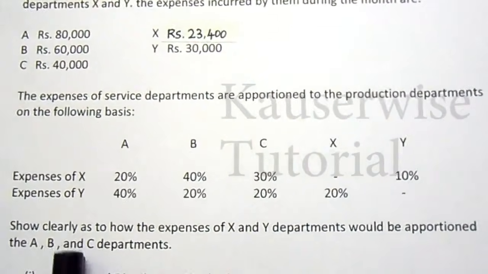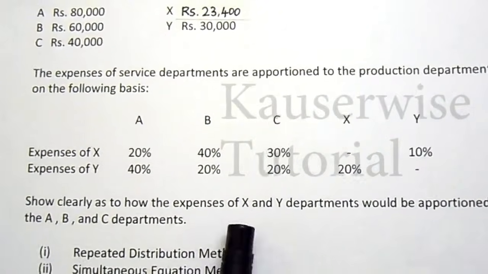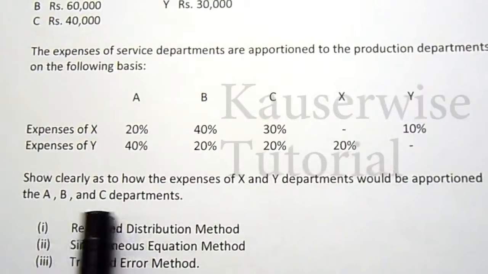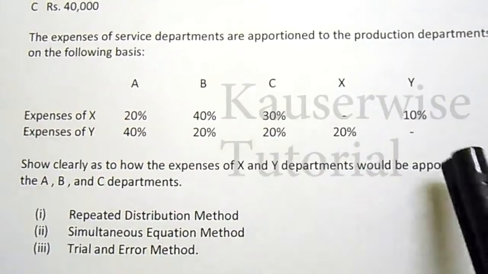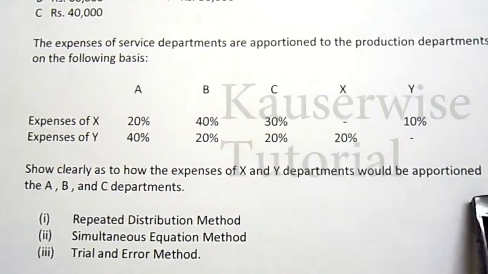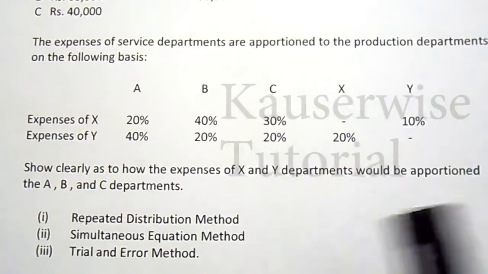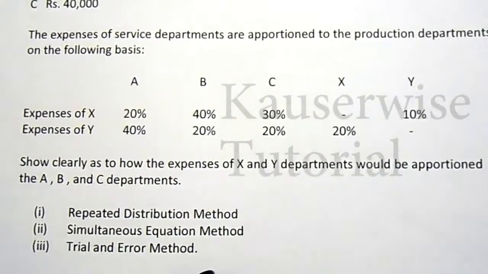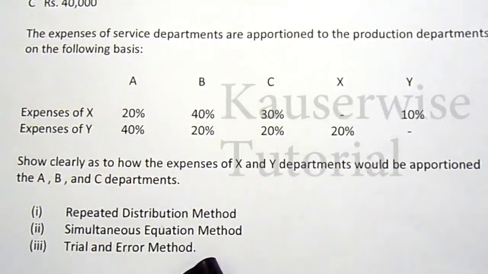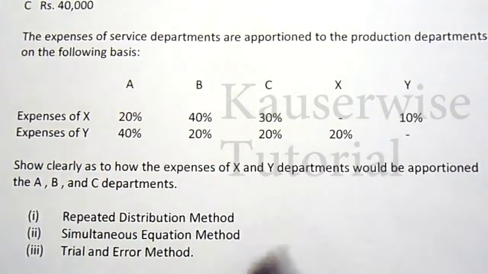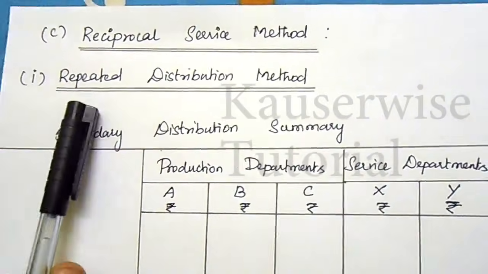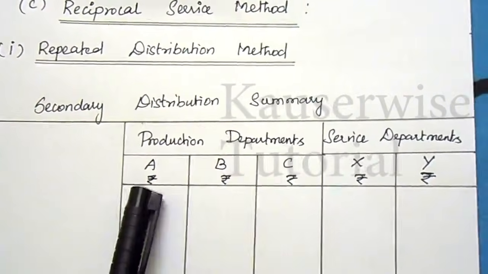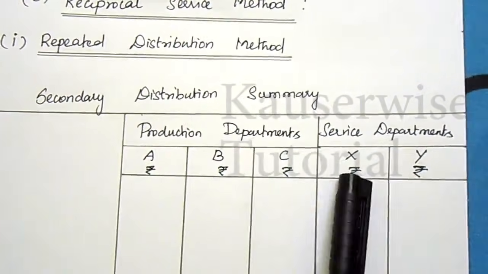Show clearly as to how the expenses of X and Y departments would be apportioned to the A, B and C departments. So here they have given some information. They ask you to prepare secondary distribution according to repeated distribution method, simultaneous equation method and the last one trial and error method. So now I am going to explain each and everything separately. Look at the format for repeated distribution method. Here particular column and production departments A, B, C, service departments X and Y.